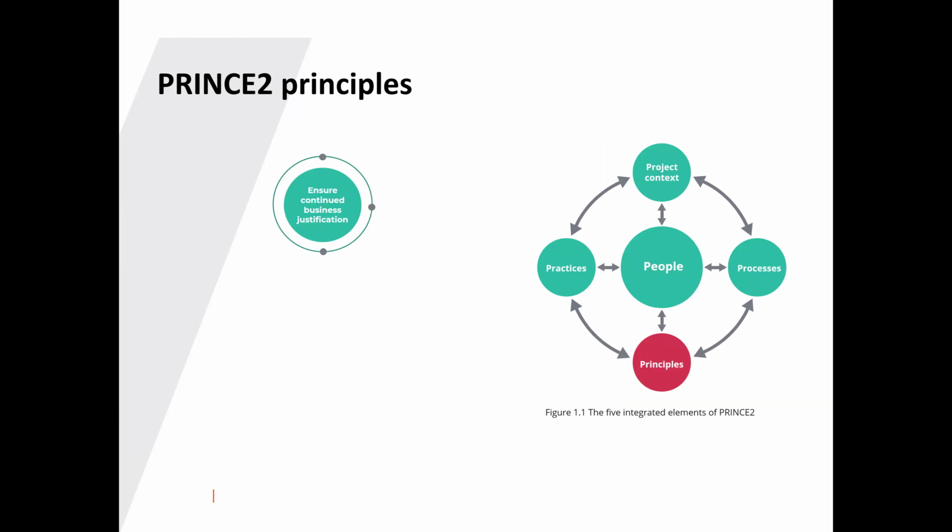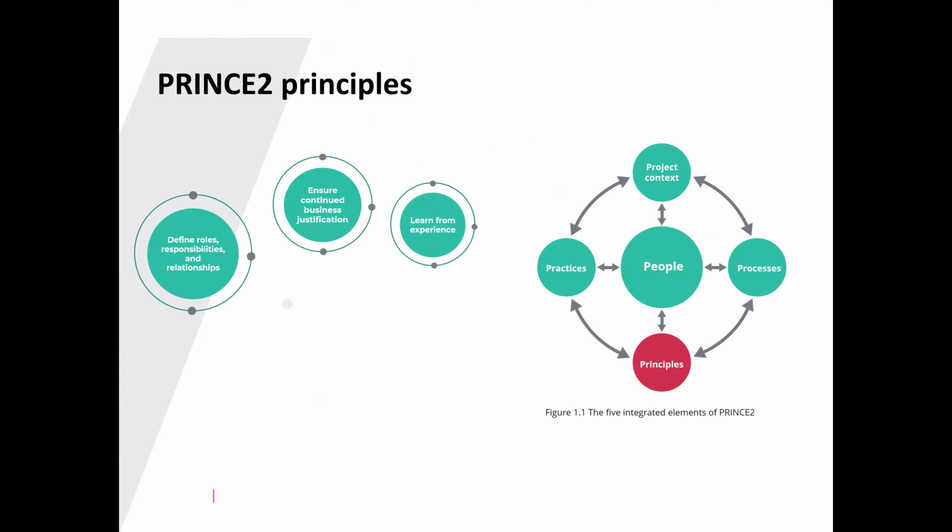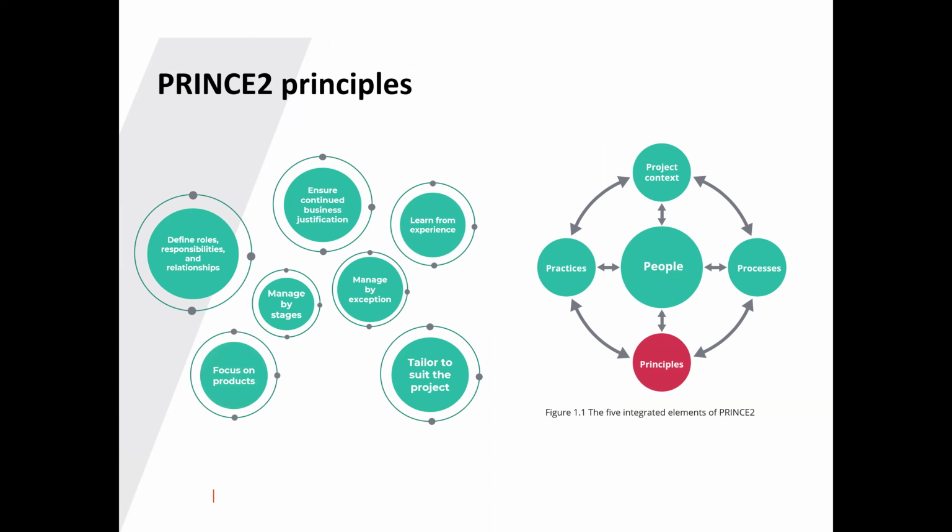Let's talk about the principles. For the principles, PRINCE2 has 7 principles, okay? For the 7 principles, PRINCE2 says the first thing you need to understand is you have to ensure continued business justification. It's a principle. What is a principle? A principle means things that are guiding what we are doing. So PRINCE2 is telling us that the first thing you need to think about is ensuring continued business justification.